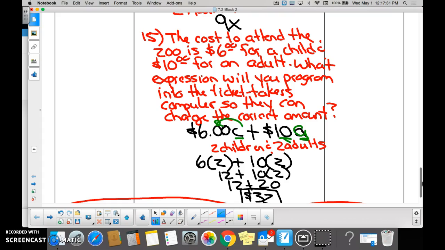And so if we plug that into the computer, if we're working at the desk or the check-in or the ticket-taking counter, we need to have that programmed into our computer so we can charge our customers, right? Any questions?